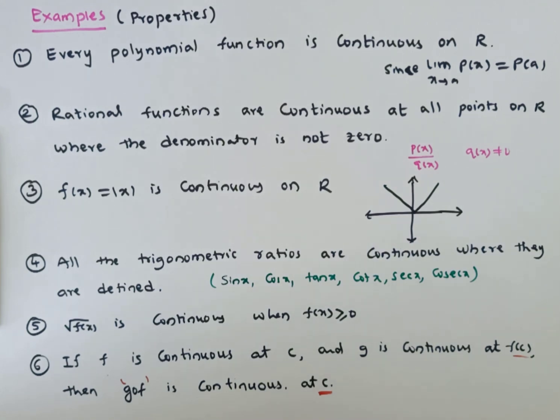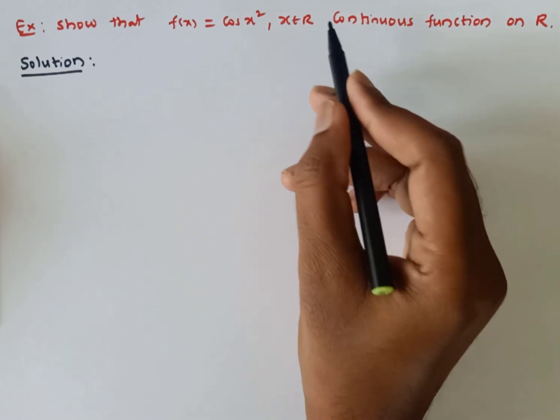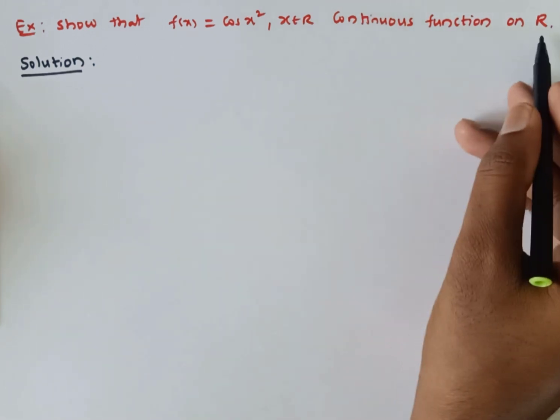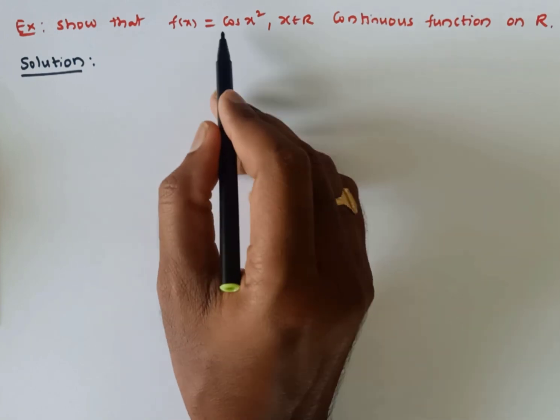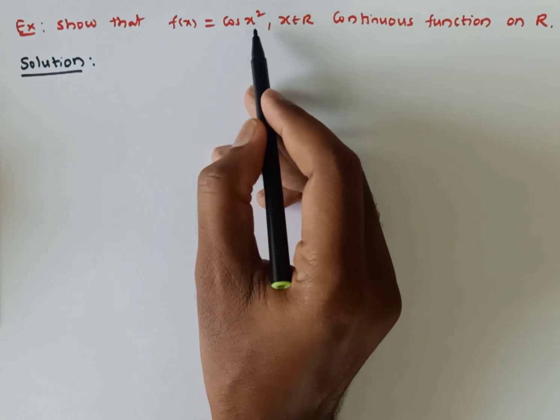So do remember these 6 points for solving problems whenever required. So simply you can write that it is continuous on that particular domain. So here is an example: show that f of x equal to cos of x square, where x is any real number, is continuous on R. Note it is cos of x square, not cos square x.